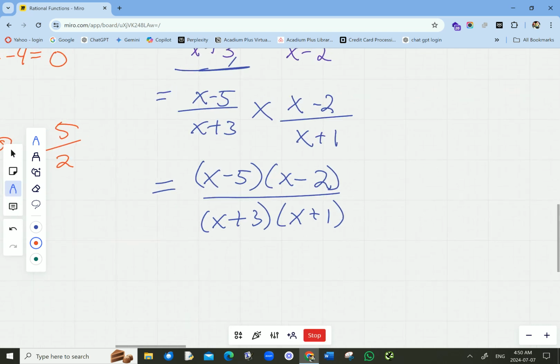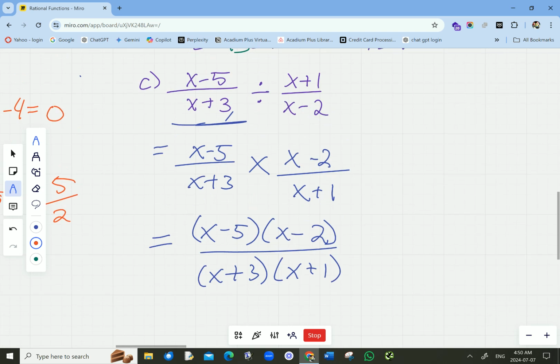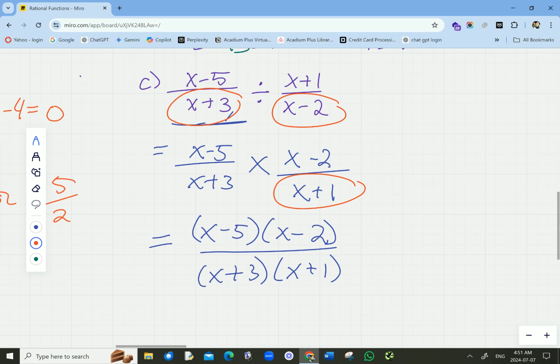So this is quite interesting. All right, so to state restrictions, remember the restrictions are when the denominator equals 0 for any of the rational expressions or functions. So in this case, there's actually 3. There is the x minus 5 over x plus 3, so there's a denominator there. There is the x plus 1 over x minus 2, so there's another denominator. And then when we took the reciprocal, we have x minus 2 over x plus 1, we have yet another denominator. So we actually have 3 denominators.